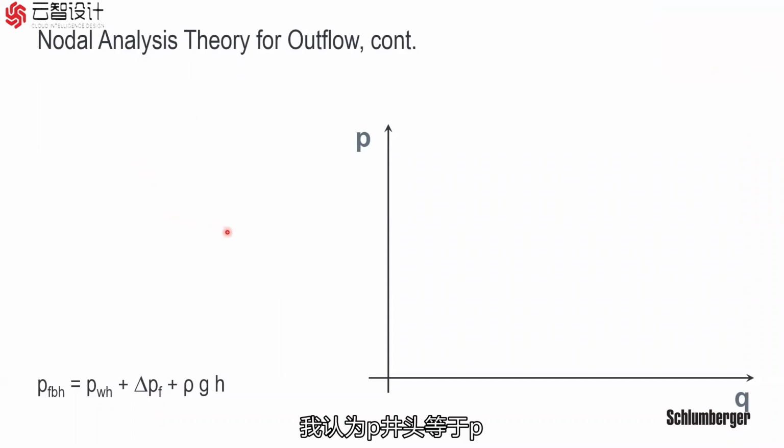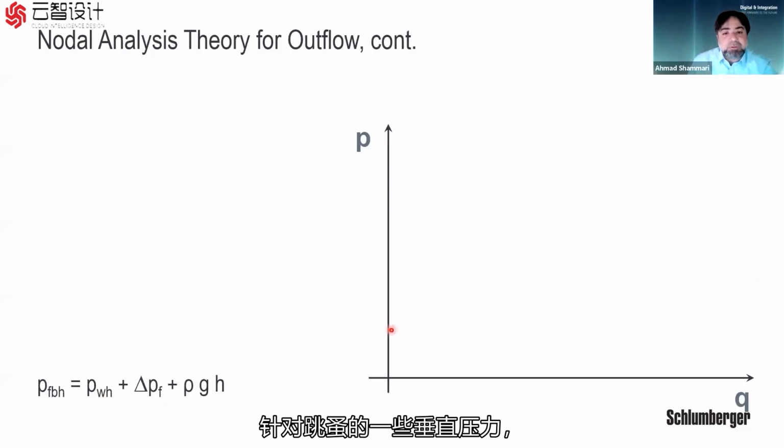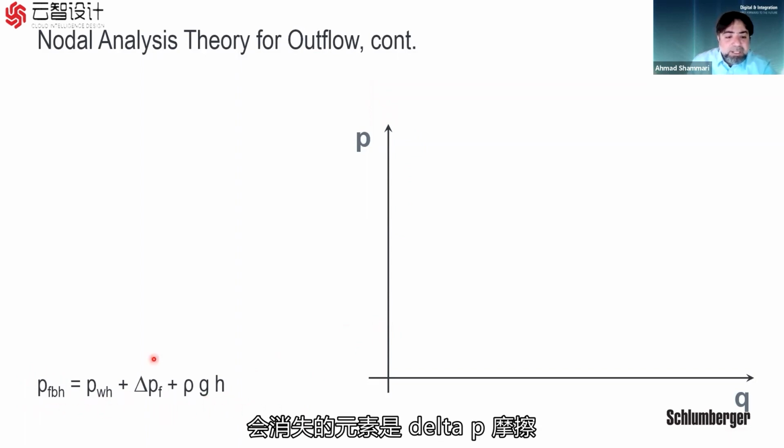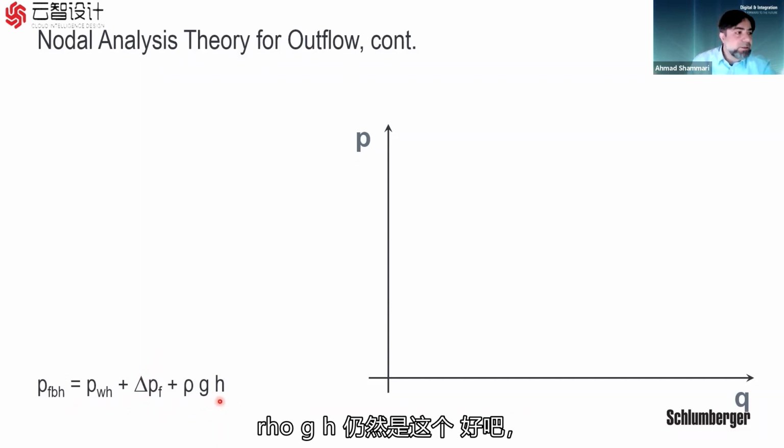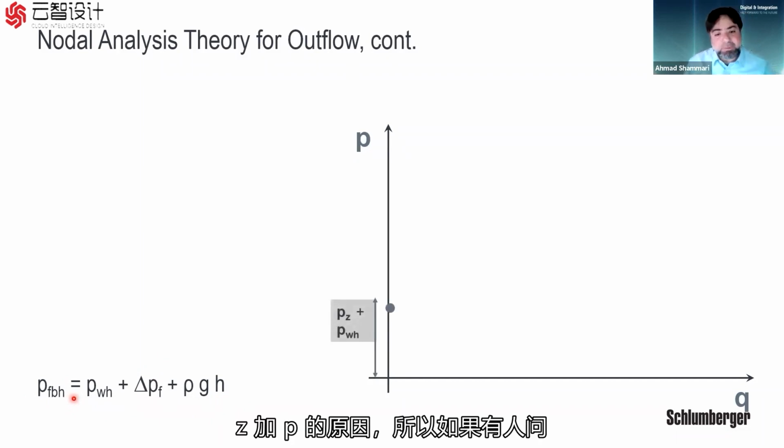I think P wellhead is equal to P flowing bottom hole pressure. No, because you see, this plot is for flowing bottom hole pressure, right? And now I'm saying that there is no flow rate. So out of this, the only element that will disappear is delta P friction. Rho GH will still be there. That's why the first point is PZ plus P wellhead.